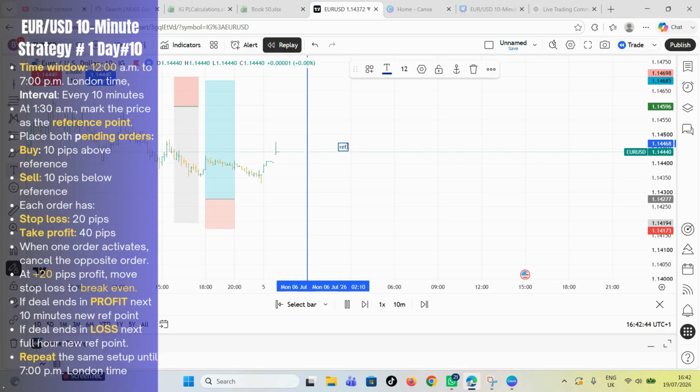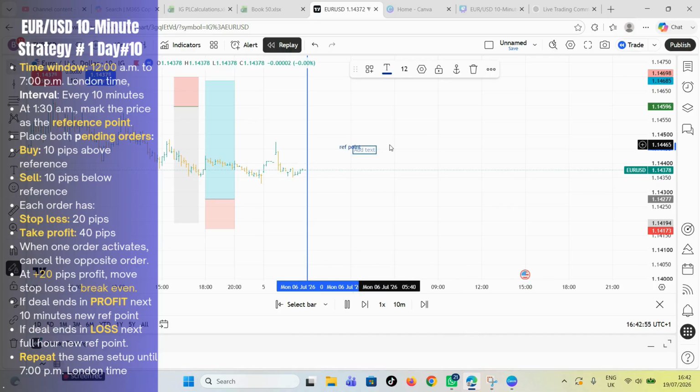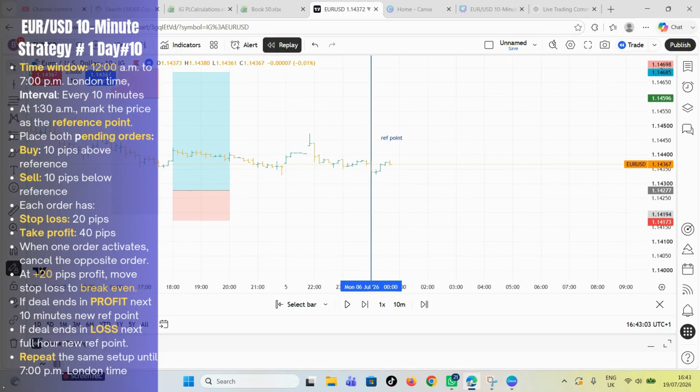Stage 2, creating the setup. At exactly 12 midnight London time, we draw a vertical line to mark the beginning of the trading window. A horizontal line is then placed at the current EUR/USD market price. This becomes our official reference point.